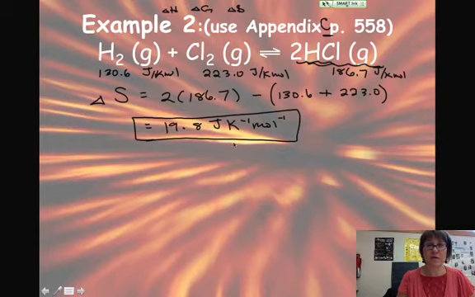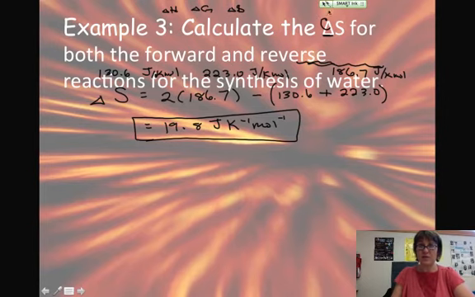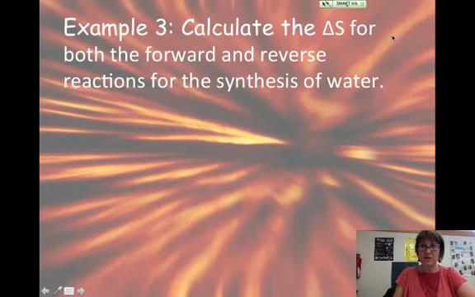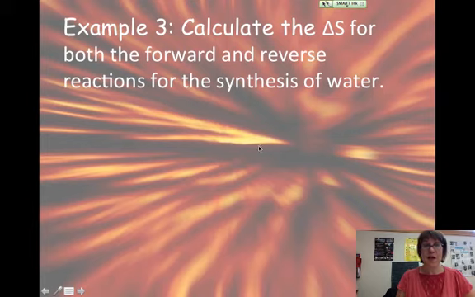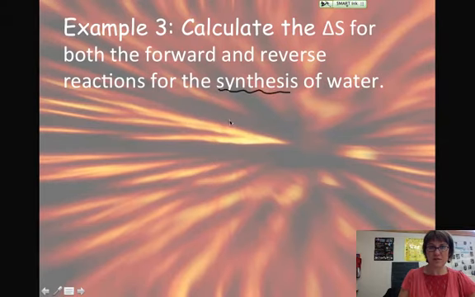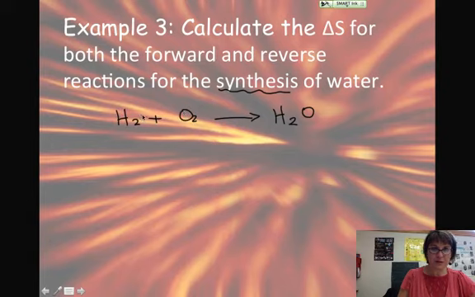And of course there's other ways. They might ask the question, and I'm going to show you other ways to find delta S later on. In example 3, it asks us to calculate delta S for both the forward and reverse reactions for the synthesis of water. So the assumption here is that you know what this word means. Synthesis means creating water, so water is a product in the forward reaction. And what does water come from? Synthesis means we put together hydrogen gas and oxygen gas. Let me label these.